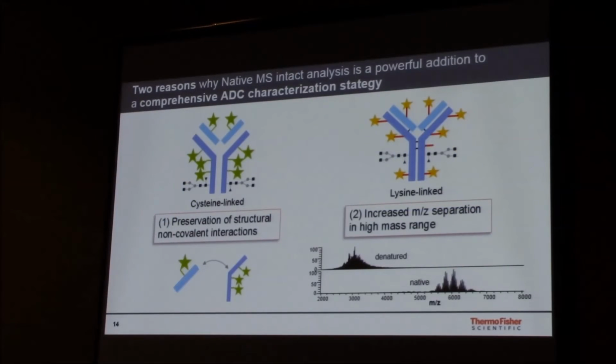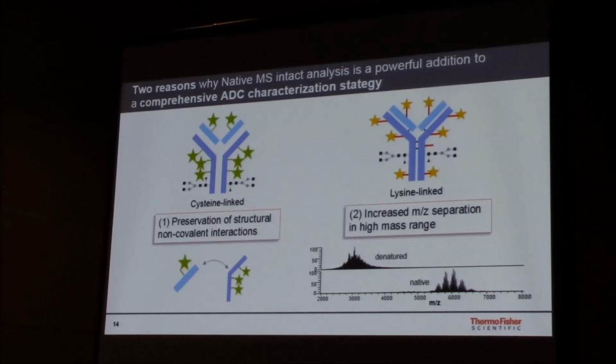So there are two reasons why native mass spec intact analysis is a powerful addition to a comprehensive ADC characterization strategy. Basically, these are made differently, and the way that native mass spec helps is different for each one. So in this case, the cysteine-linked ADCs, this is, I think, easy to understand. If you're using denaturing conditions, the light and the heavy chains fall off. We no longer have covalent association between the different chains.